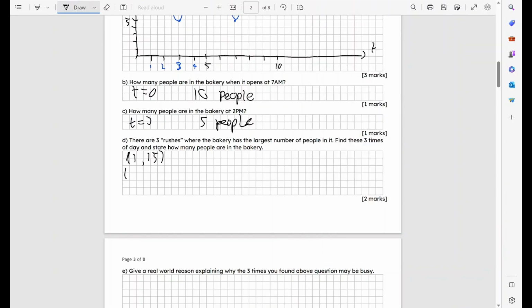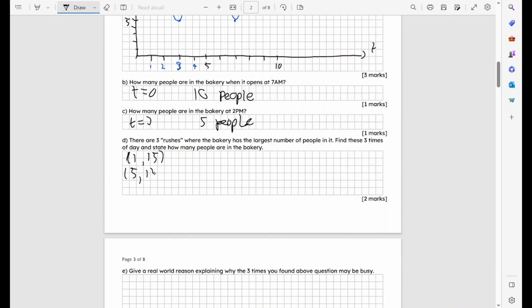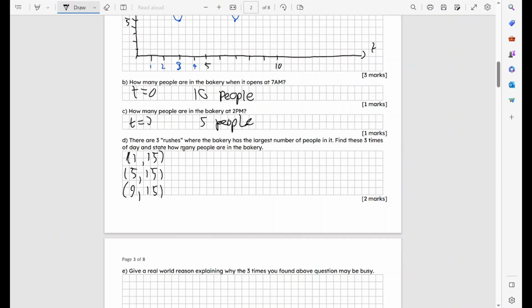Next maximum is at 5.15. And then the next one ends up being at 9.15 if you click across to that one. There we go. So we can say the max number of people is 15 at, and then we'll get those times. So the times correspond to t equals 1, t equals 5, and t equals 9. So this is 8 a.m. This is 12 p.m. And this is 4 p.m.